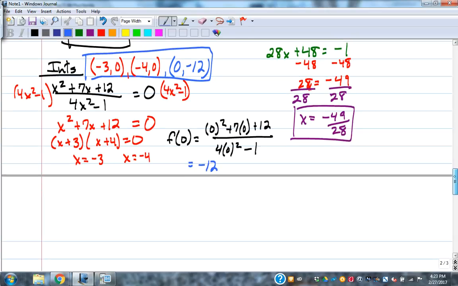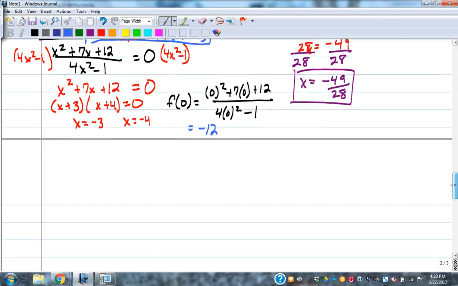For the intercepts. All right, there you go, right there. -3, -4, and then 0, -12 for the y-intercept. All right, good. All right, so let's look at this one.